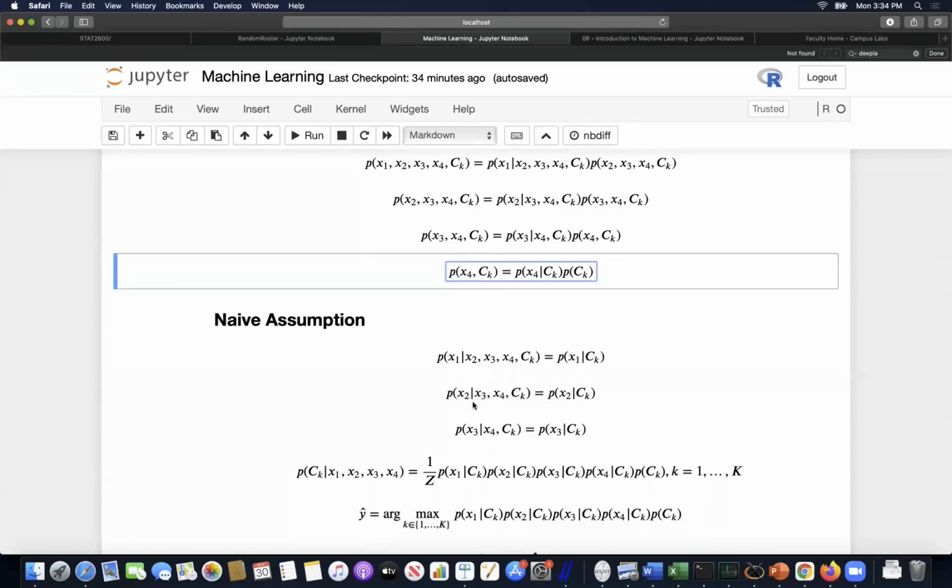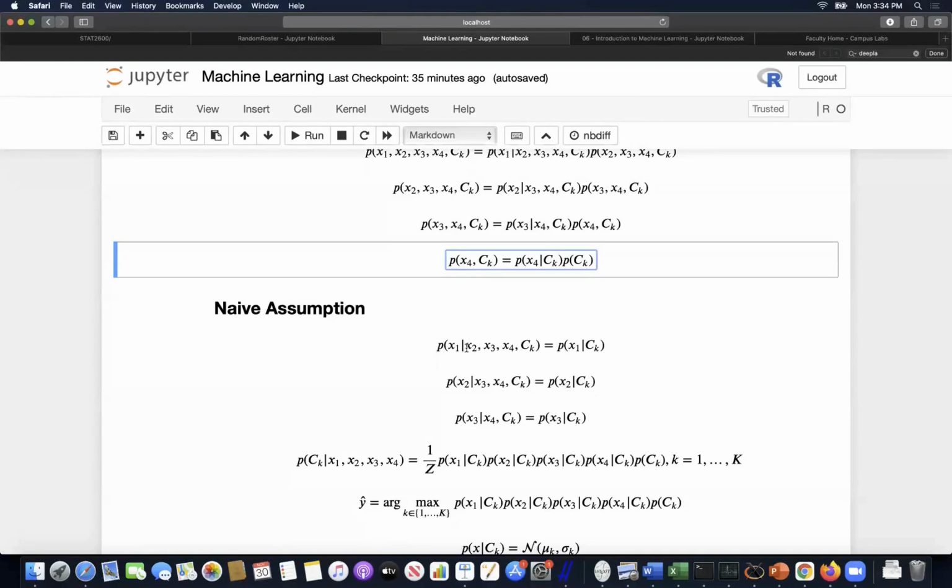Okay, so this is where your modeling assumption comes in. You do the same thing. If I know ck, there is no need for me to tell you what x2 and x3 are for you to be able to know x2. Same thing here. If you know ck, there is no need to know x4. So these are the assumptions. You take that and put it into your formula up here.